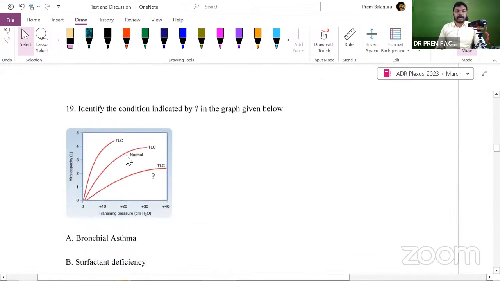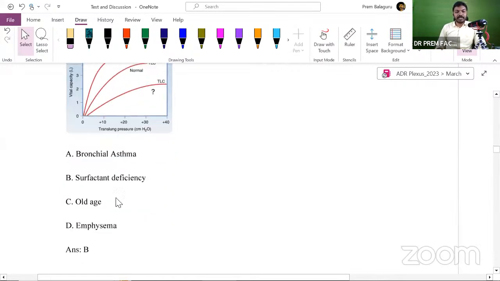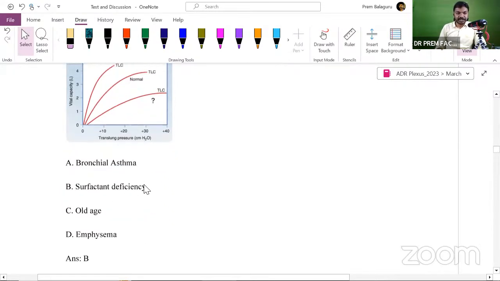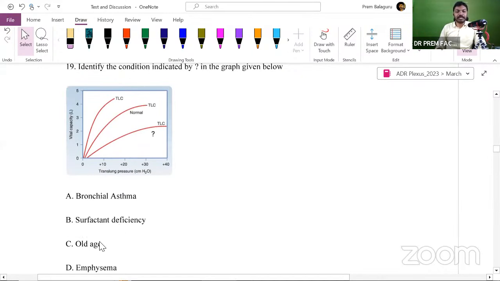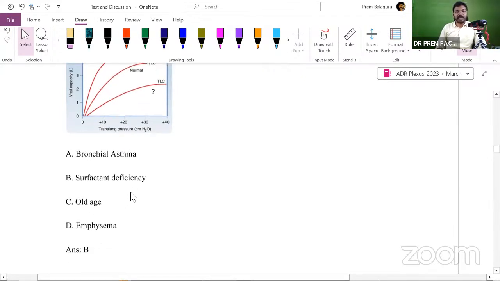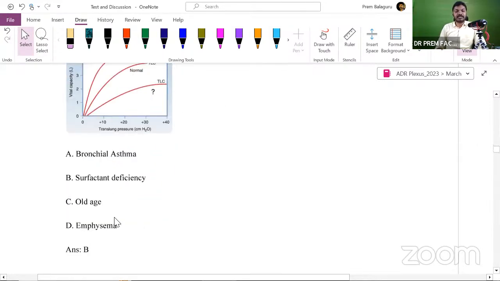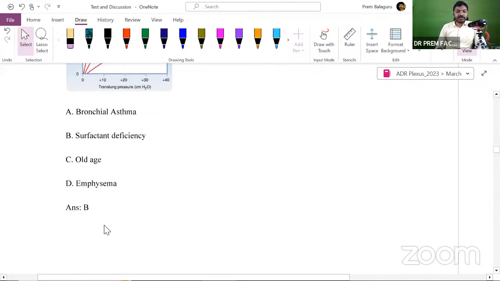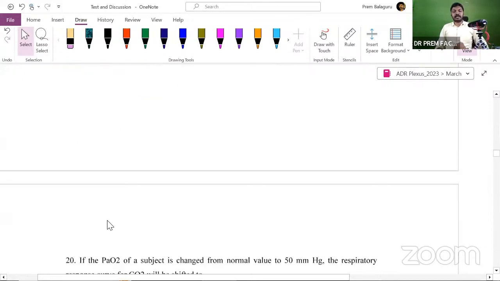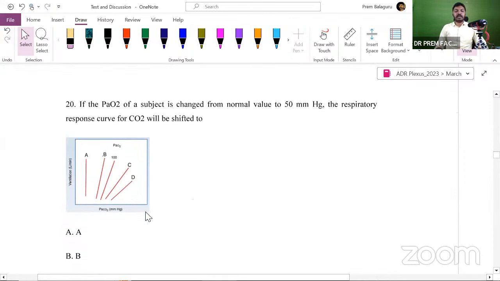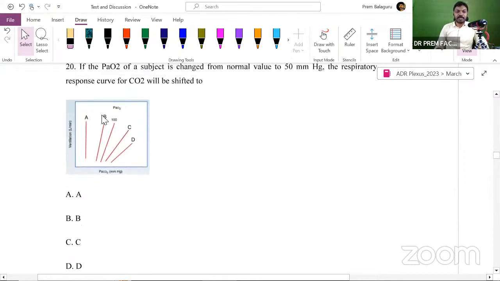Then identify the condition indicated by the question mark in the graph. It's going to be restrictive lung disease, which is nothing but surfactant deficiency. Bronchial asthma, old age, and emphysema have increased compliance, whereas surfactant deficiency will have decreased compliance. So for this graph, the answer is going to be surfactant deficiency. And question 20. The right answer is going to be graph B.